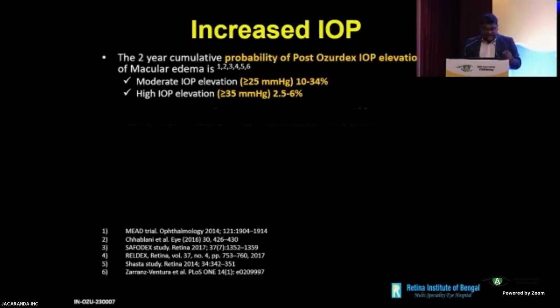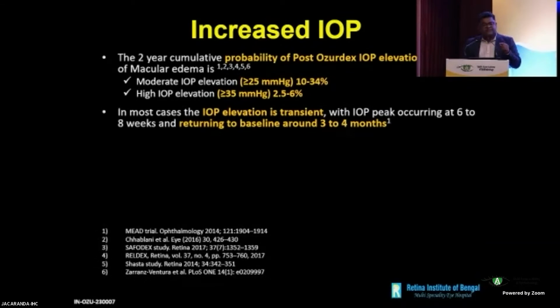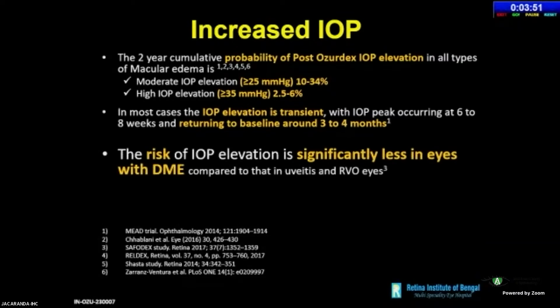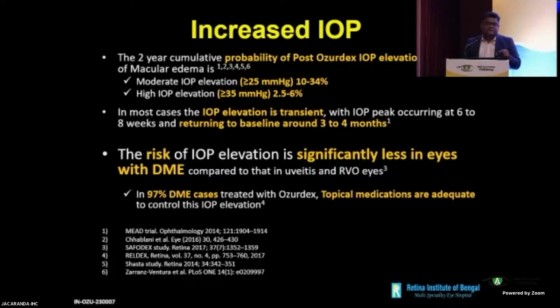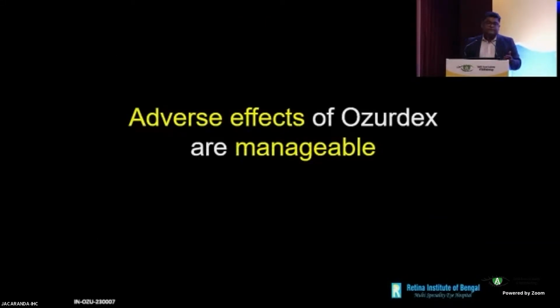What holds us back is the risk of intraocular pressure elevation. And here we must remember that most intraocular pressure elevation is transient and usually returns to baseline by 3 to 4 months. Most importantly, the risk of secondary glaucoma post-Ozurdex is actually very low in DME patients compared to RVO or uveitic CME being treated with Ozurdex. 97% of DME patients who had an elevated IOP could be very well managed with just simple anti-glaucoma drops. So if it is holding you back from using Ozurdex earlier in your practice, I would think that we need to rethink this also.